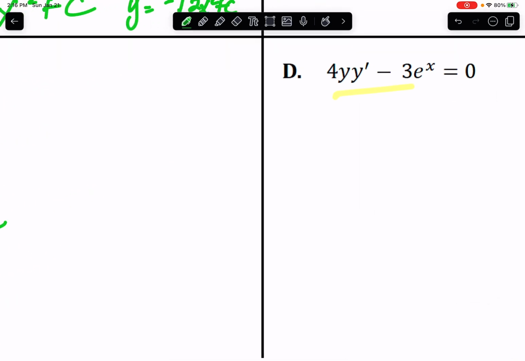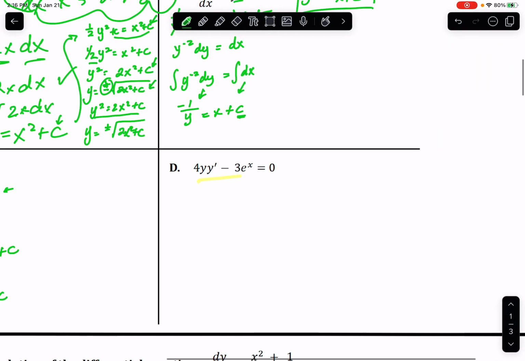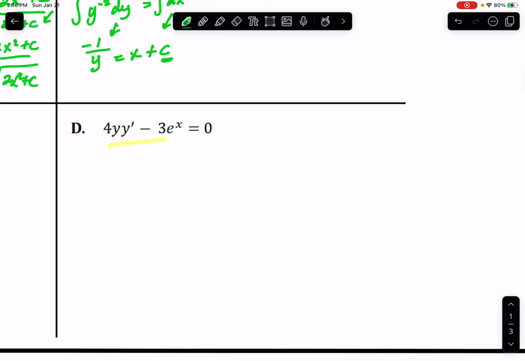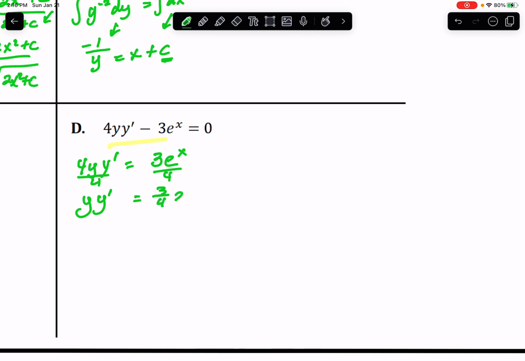Okay. All right, let's look at number D, letter D. So they use y prime this time instead of dy dx, but we can still say we have 4y prime is equal to 3e to the x. So that's our separation of variables right there. And so I can divide through by 4 right now. That'd probably be the smartest thing. So I get y prime is equal to 3/4 e to the x.